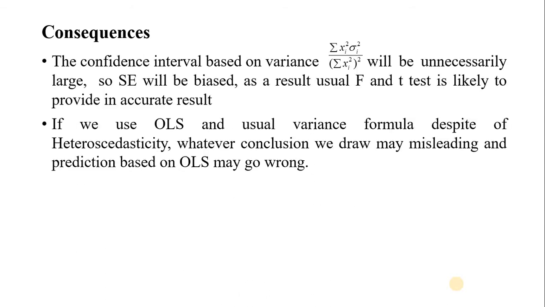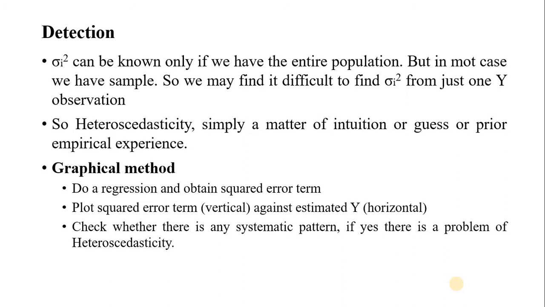We have also seen certain other problems with heteroscedasticity, like the confidence interval will be very wide. As a result, the standard error will be biased, and the F and t-tests are likely to produce unreliable results. As a consequence, the OLS results obtained from the regression analysis may be misleading or wrong. That was the consequence of heteroscedasticity.